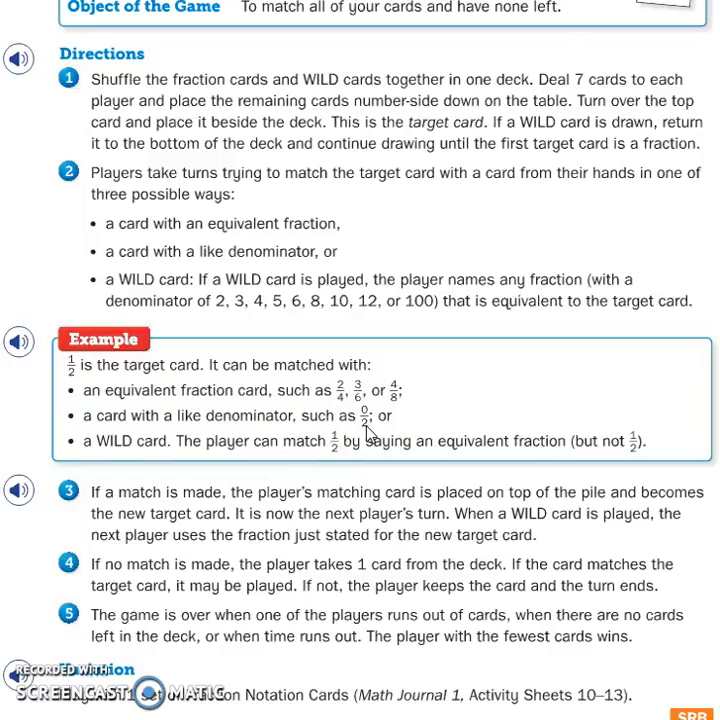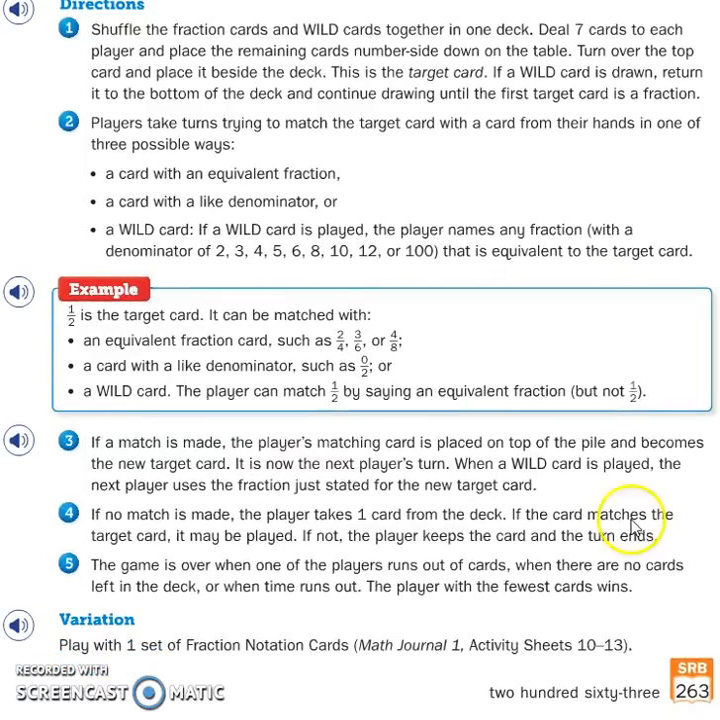Or I could put a wild card down. When I lay the wild card, remember, you must call out an equivalent fraction. So in this case, I might say 2/4. That is equivalent to 1/2. Okay? See how it's kind of like Uno so far, where you're laying your cards out and trying to have a match on that card next to the pile in the beginning.